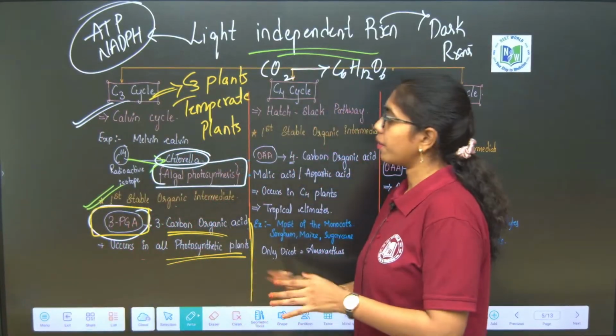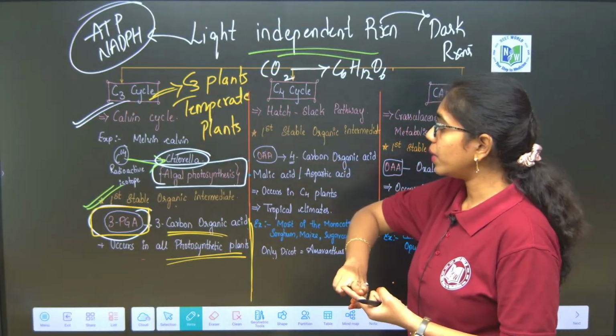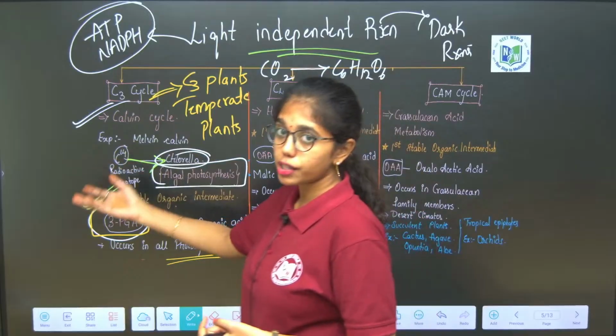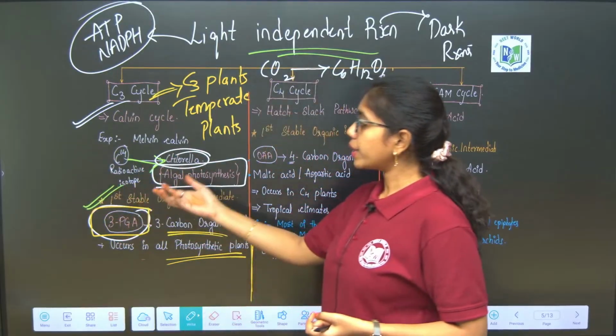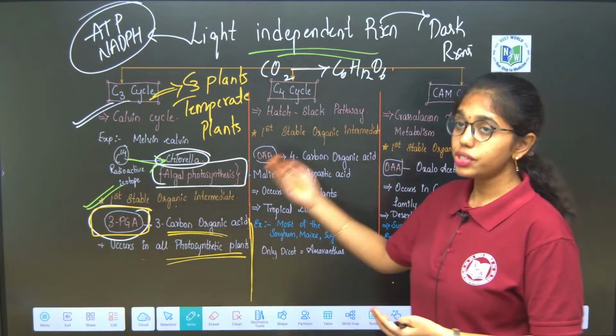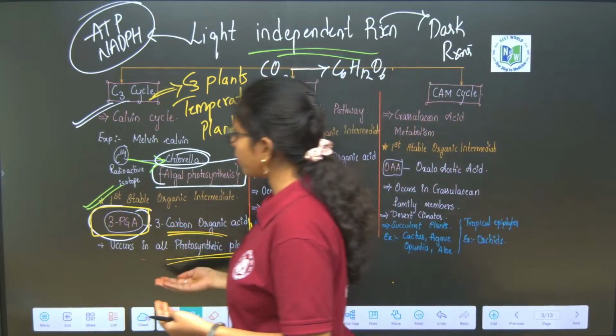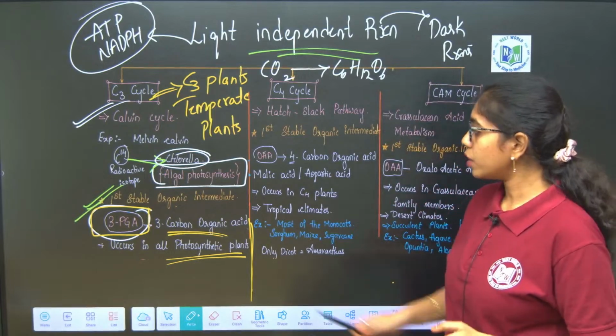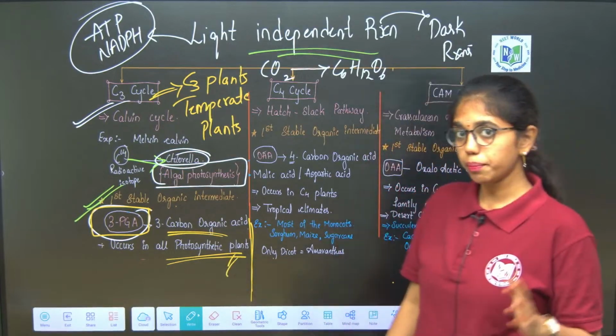Remember till here, okay? It was discovered by Melvin Calvin by conducting algal photosynthesis using the radioactive isotope C14, worked out on Chlorella, and he said that the first stable organic intermediate is what? 3-phosphoglyceric acid. Okay, this occurs in all the photosynthetic plants.